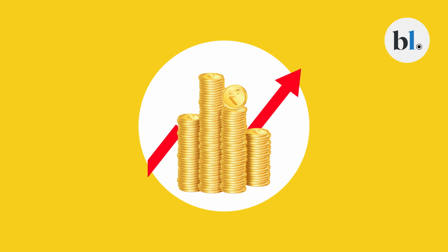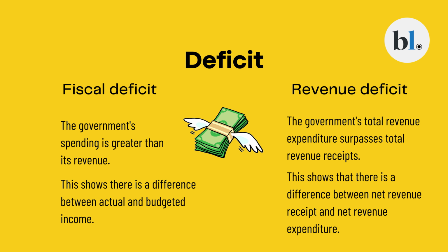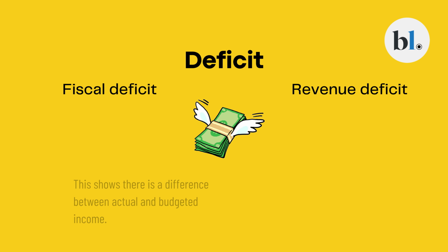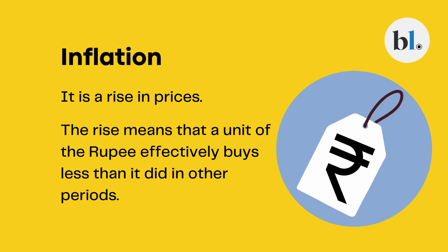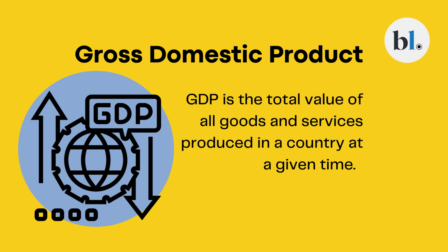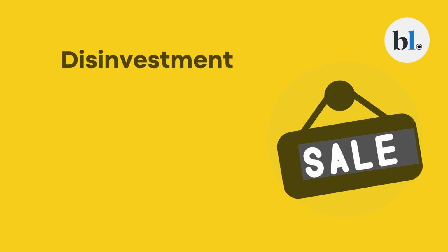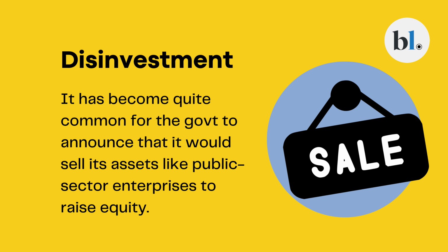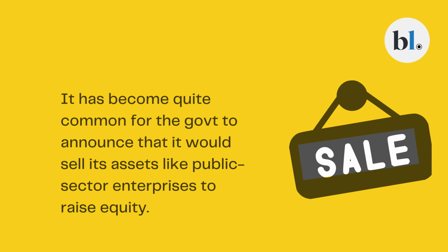Here are some macroeconomic terms that are likely to find mention in the speech. A deficit means a shortfall. Look out for the fiscal deficit and the revenue deficit in the budget. Watch out for the inflation numbers that the government is likely to quote. Another important term that you have to watch out for is the GDP or the Gross Domestic Product. It is defined as the total value of all goods and services produced in a country at a specific point in time. Finally, look out for the term disinvestment, which means selling or liquidating assets.